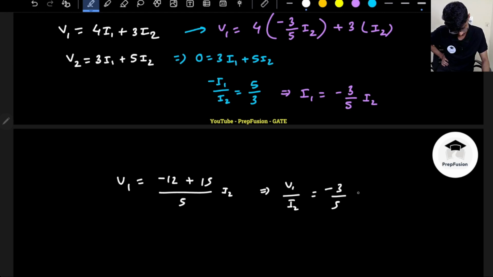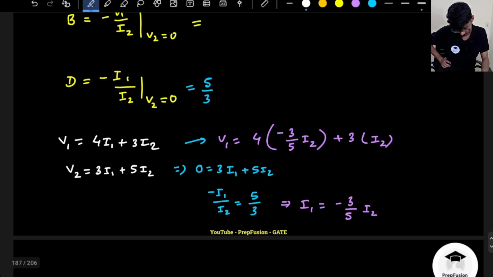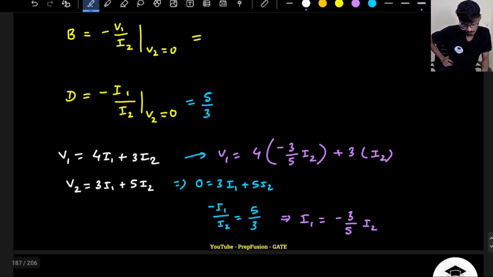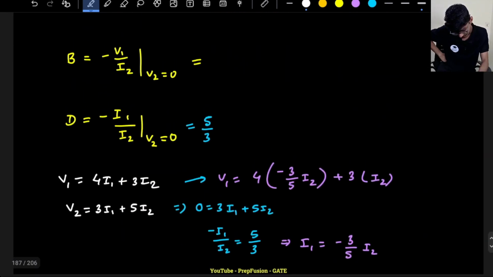Something is wrong, because I have solved the question and this is not correct. So somewhere I'm making a mistake. That is what I'm trying to identify. For A1, I think all the other parameters are fine, just this one is wrong. So where am I making the mistake? 4 by 3, this is okay. So here, if V2 is 0, then I1 by I2 is minus 5 by 3. This is correct. Okay.